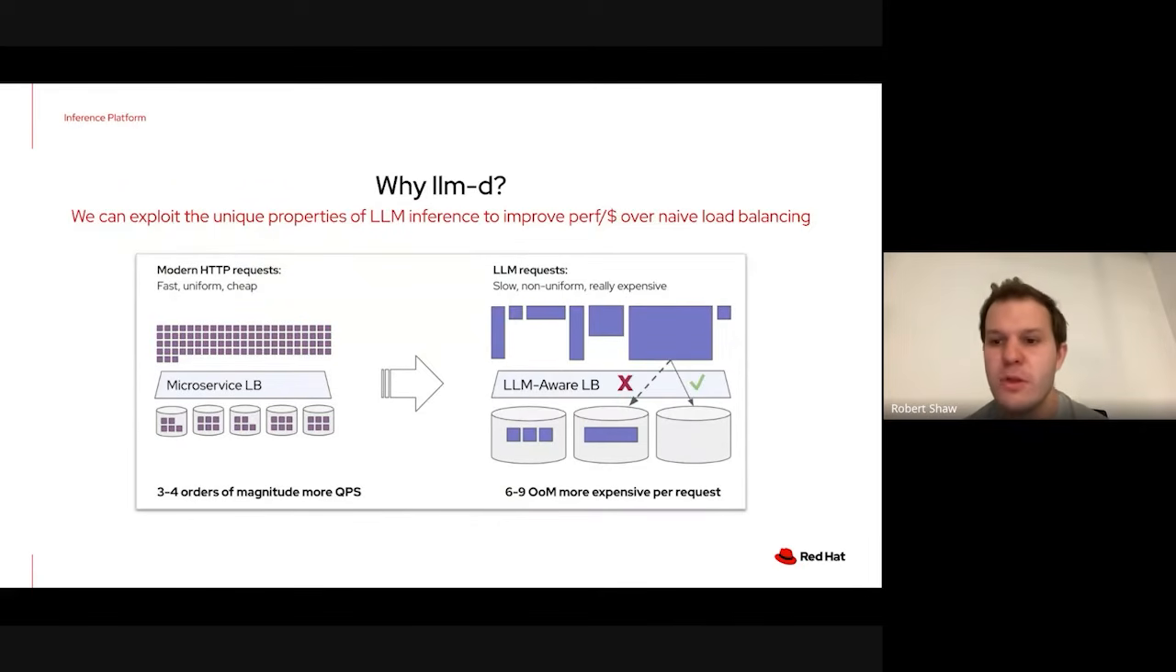However, traditional Kubernetes services are built around traditional HTTP requests, which have the following properties: they're fast, uniform, and cheap. In a toy example, a microservice load balancer is able to distribute load across the cluster in a very even way by doing something naive like round robin or random load balancing to those pods. If the requests are fast, uniform, and cheap, this pretty much distributes the load evenly to all the different pods.